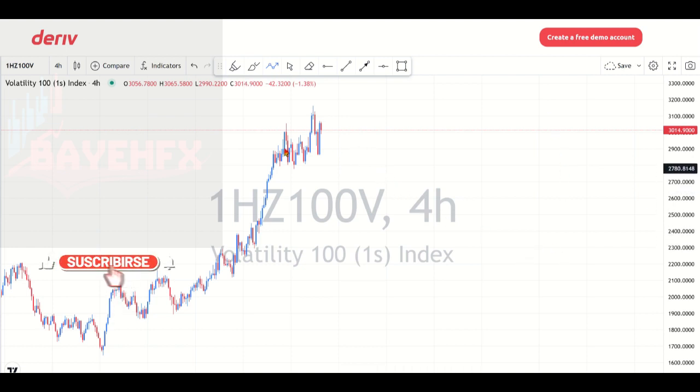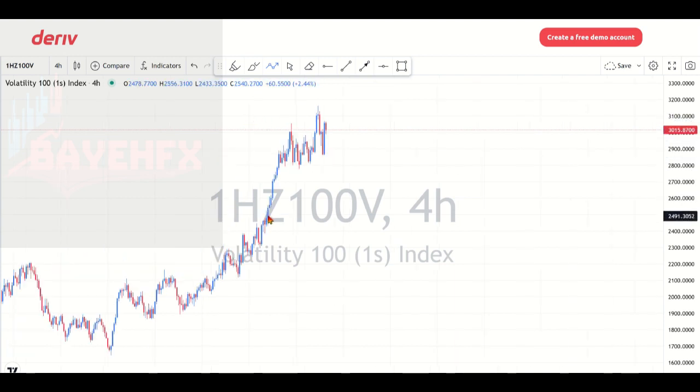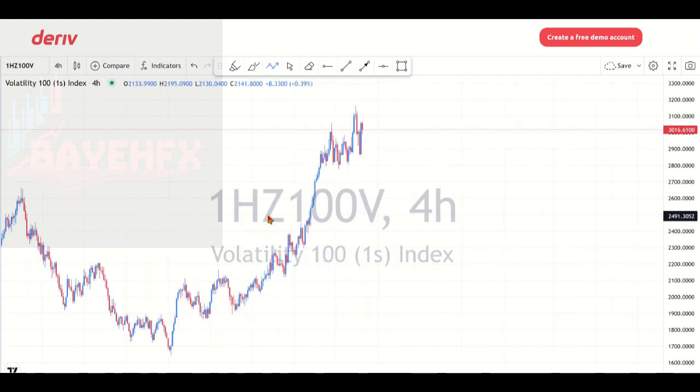So you could see exactly what we said. There is a nice little change of direction here on the 4 hours time frame. So our sells are gonna be valid. So that's a straight one there on VIX 100S. Let's move to the step index.